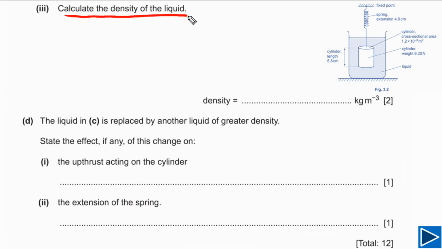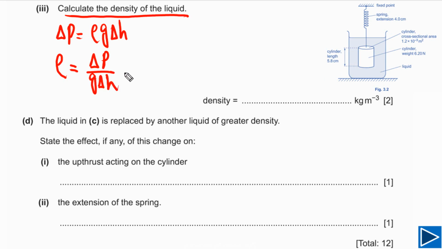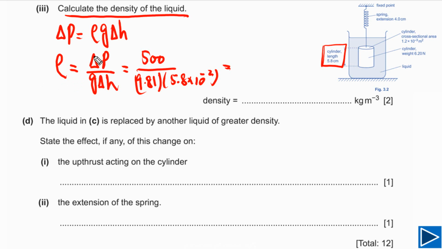For the third part, we need to calculate the density of the liquid, but in the second part we have already calculated delta P, so we can write down delta P is equal to rho g delta h. This question is asking us to calculate density. We can write down density will be equal to delta P divided by g times delta h. Delta P we have already calculated, that was equal to 500 Pascal. The value of g we can use is 9.81 and delta h is given here. This is equal to 5.8 centimeters, so we can convert into meters, so we need to multiply by 10 to the negative 2. Now we can solve for the density of the liquid. If we solve this, the density of the liquid is 879 kg per cubic meter. So this is our answer for this part.